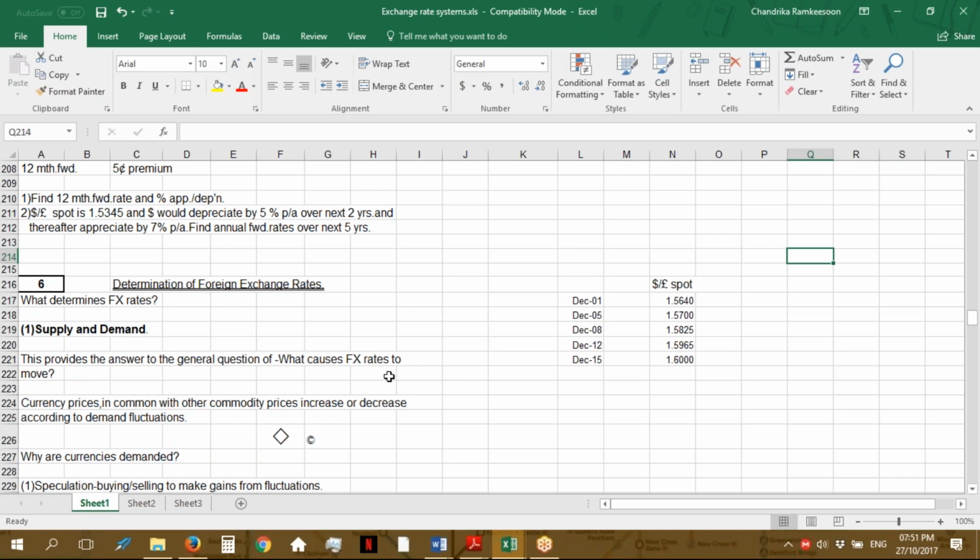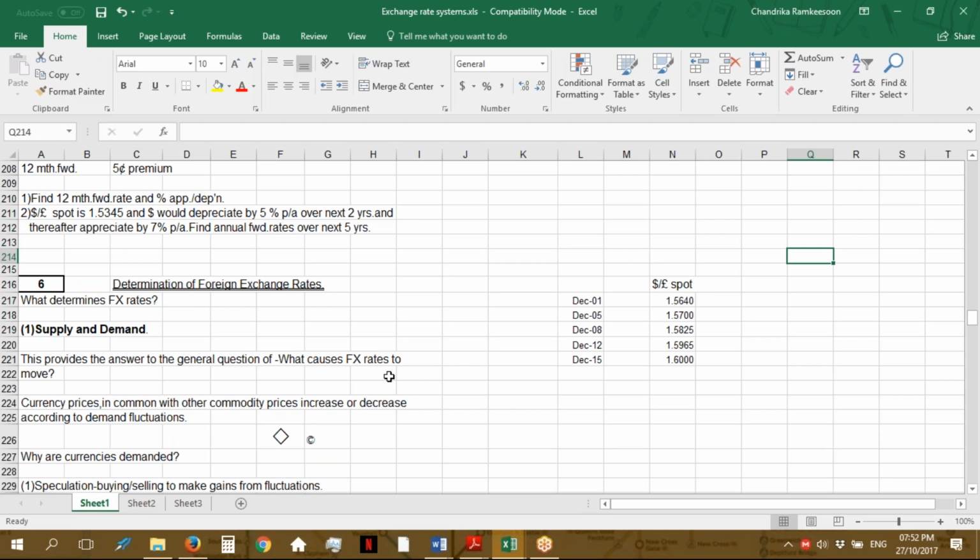But we should not think that the only reason why currencies are demanded is to buy goods. That is called the transaction motive. Like if a country demands the currency of another country because there's a lot of buying of goods going on, that's the transaction motive. But there are other reasons why currencies are demanded also. When you look at your basic economics, you will see that money is demanded for three reasons: the transaction, precautionary, and speculative motive.